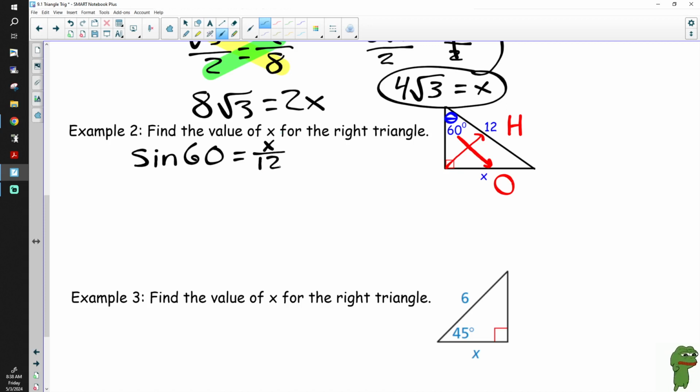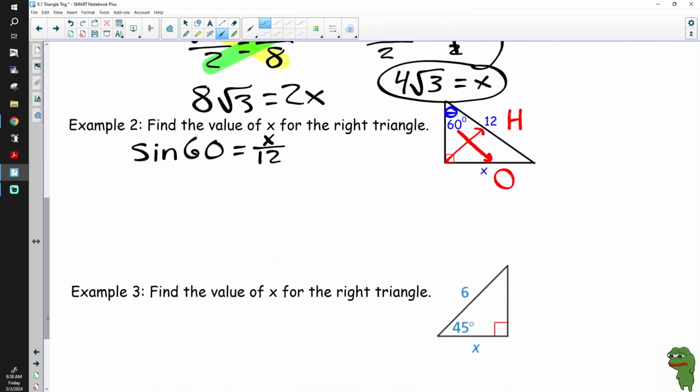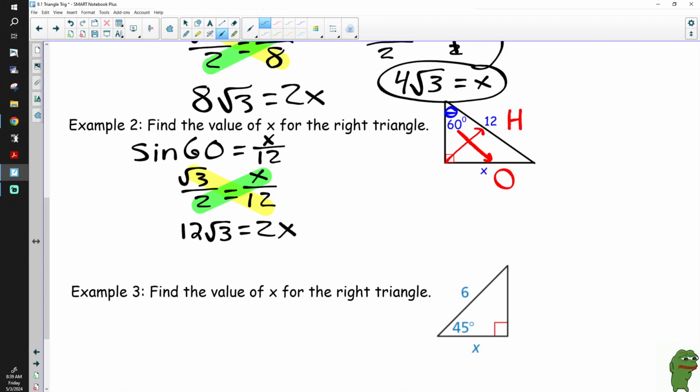And we're going to solve this just like we did before. I'm going to find out what the sine of 60 is when I look at my table. The sine of 60 is square root of 3 over 2. The square root of 3 over 2 equals x over 12. And we use our cross multiplication, or your butterfly method, whatever you like to call it. 12 square root of 3 equals 2 times x.